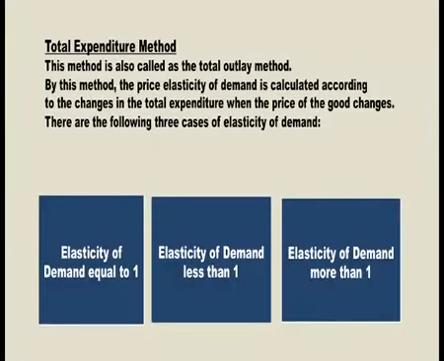Now, the total expenditure method. This is the third method of calculating price elasticity of demand. This method is also called the total outlay method. By this method, the price elasticity of demand is calculated according to the changes in the total expenditure when the price of the commodity changes. There are three different cases of elasticity of demand in the case of the total expenditure method: elasticity of demand equal to 1, less than 1 and more than 1.